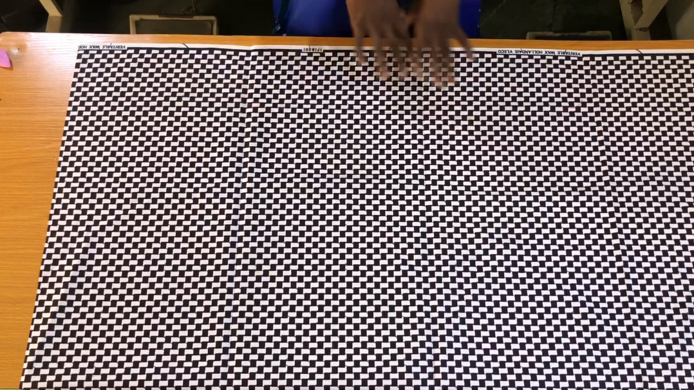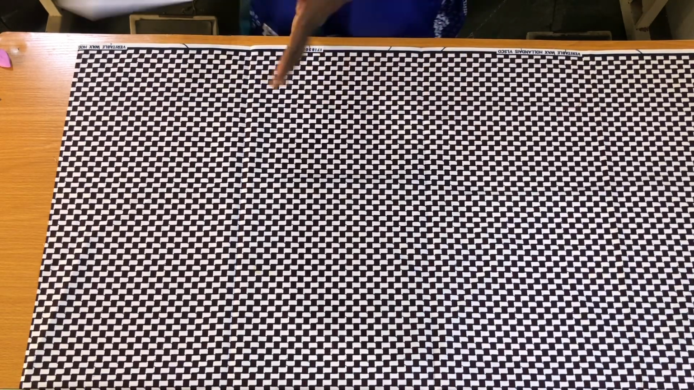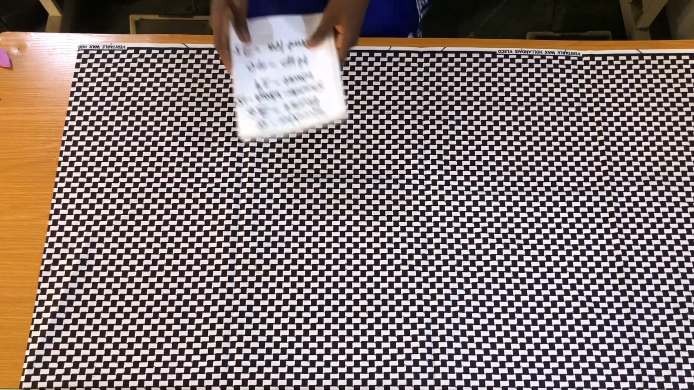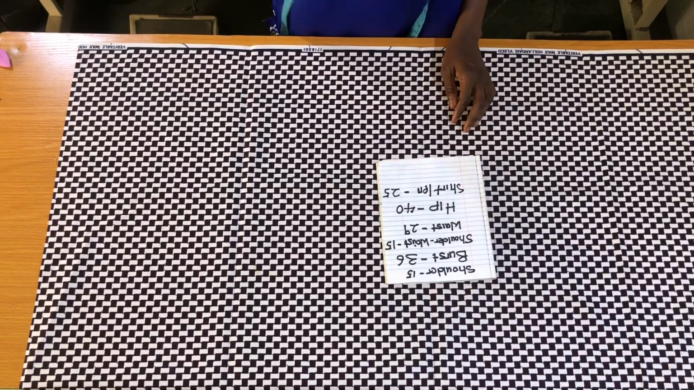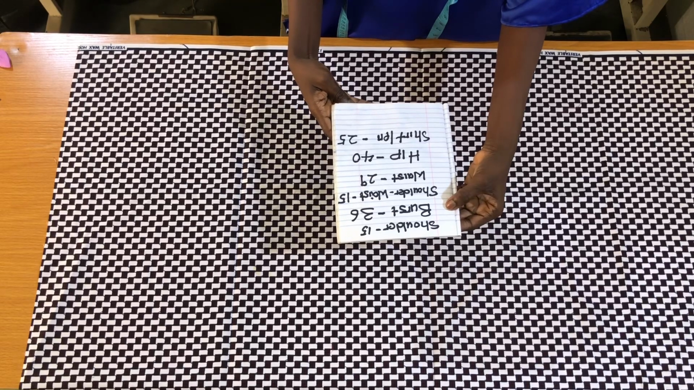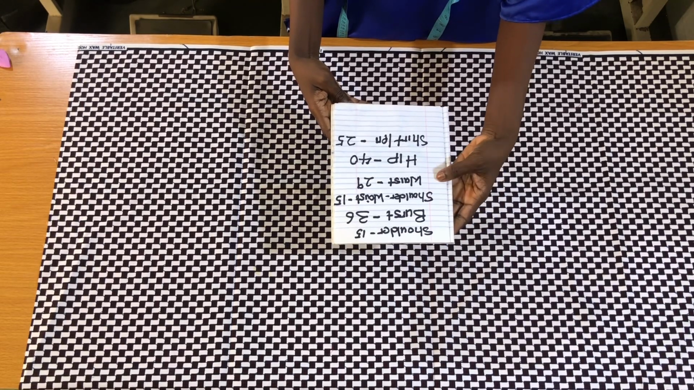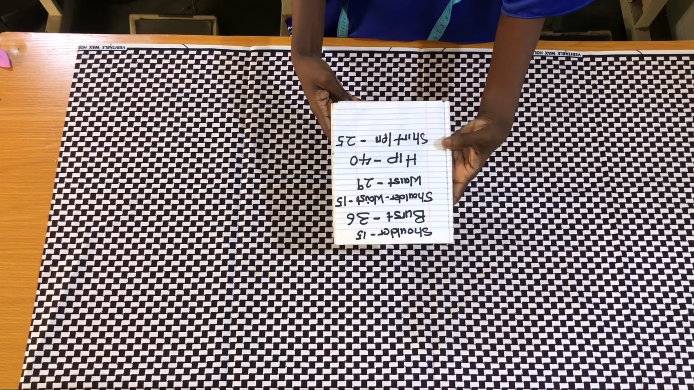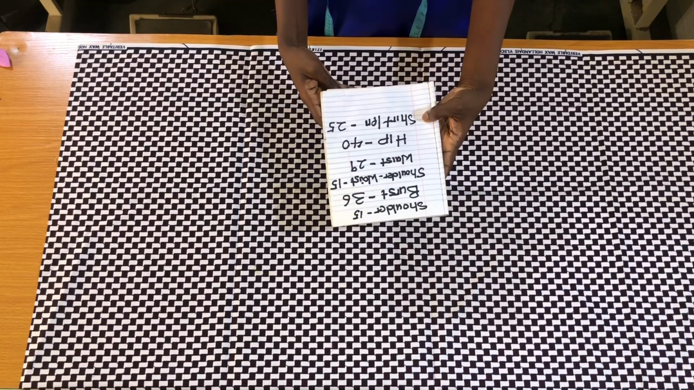So this is a requested tutorial, and in today's class I'm going to be showing you how to make a shirt. These are the essential measurements we need: the shoulder measurement, the bust circumference, the shoulder to waistline, the waist circumference, the hip circumference, and the length of the shirt.